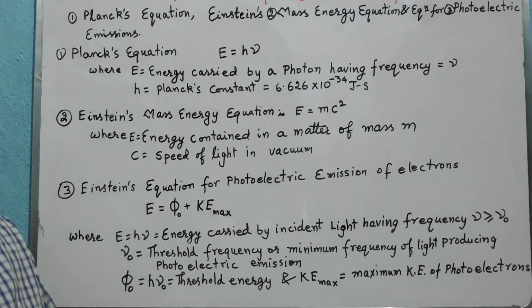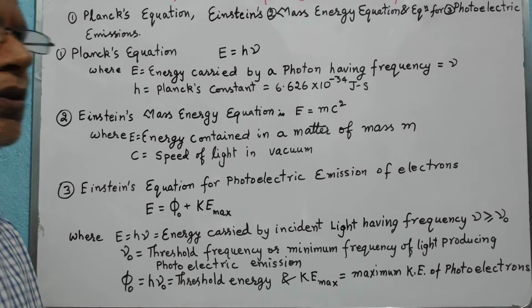Hello students, today we are going to talk about the three important relationships. One is Planck's equation, which was given by Max Planck, and the other two are the equations given by Einstein: the mass energy relationship, and then the equation for photoelectric emission.